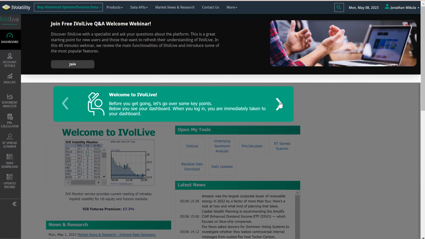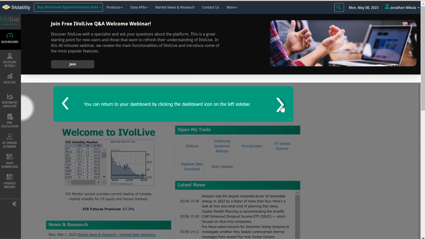So when you log in, like I just did here to IVolLive, you'll come to the dashboard. You'll see our friendly little green and white concierge tipping his hat, showing you where the different shortcuts are to access the key tools. From the left, you have the dashboard, which we're in now, account details, which is where you would update any of your contact information or billing details. IVolLive, which is the beating heart and brain of the platform. We'll spend a lot of time in there today.